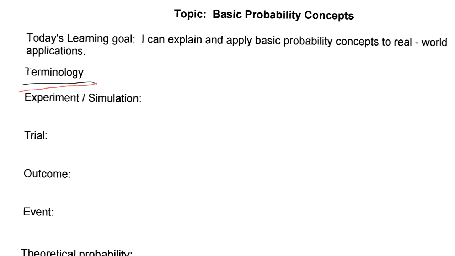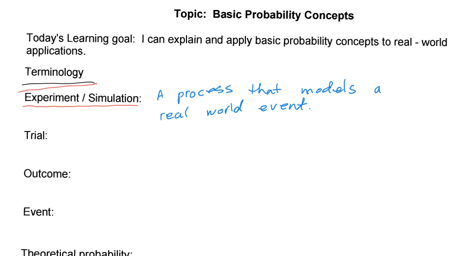The first thing that we're going to go over is a thing called experimental simulation. A simulation is exactly what it sounds like. It's a process that models an event. In mathematics, we'd say that it would be a way to kind of codify what would actually happen in the real world, right? Essentially, it's a process that models a real world event.